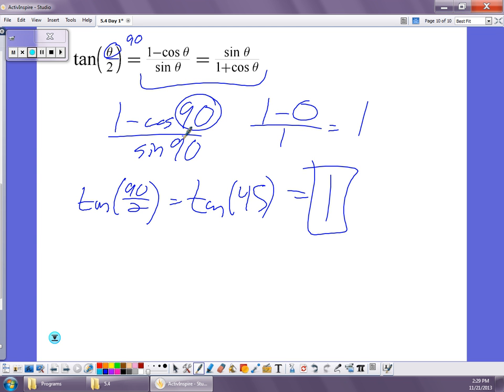So those are the multiple angle trig identities for the double angles and the half angles. I hope this helps you out with your homework.